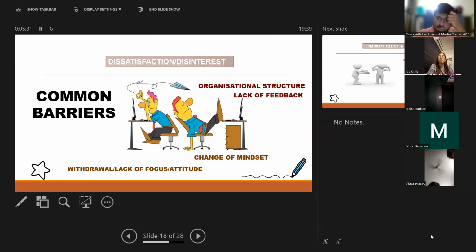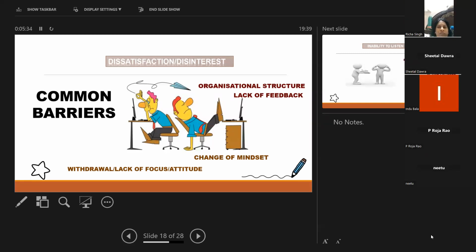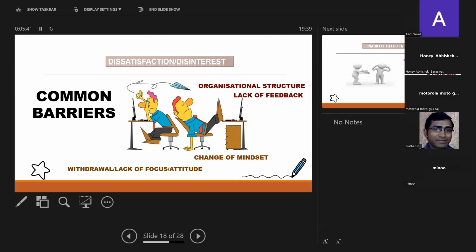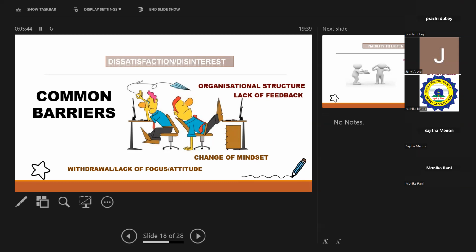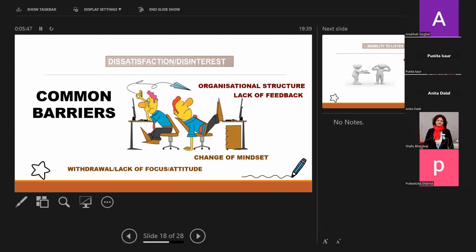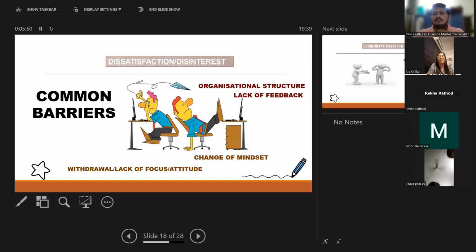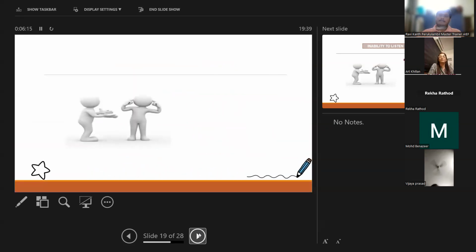You're so upset that you don't want to communicate. Sometimes the change of boss is there, change of mindset is there, then problem occurs, dissatisfaction is there, disinterestedness is there, and all these lead to lack of focus, change of attitude, and how these common barriers result in definitely the loss of organization and our loss too. Disinterestedness will definitely bring a loss, whether it is to us, to the organization, or to the team. So we should always try to remove these obstacles which are there in the flow of information. These are called organizational communication barriers, and it adversely affects the performance of the people.